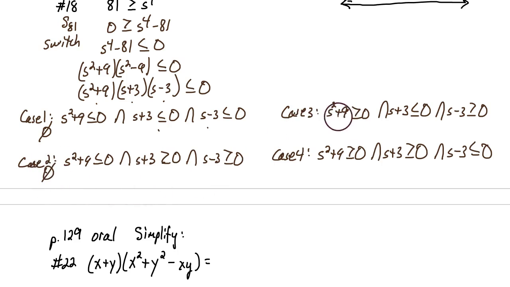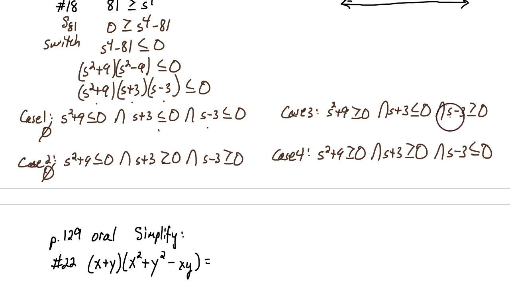Now case number 3, what numbers could you use for s so that when you square them and add 9, you get an answer greater than or equal to 0? Any number at all is going to work for this. So this does not create a problem for us.